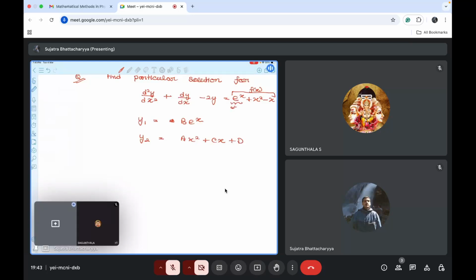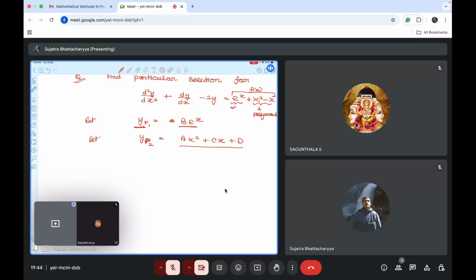This is unique. X square minus x is the polynomial function. This is another unique function compared to the exponential function. So let's take yp1, the first particular integral, and this is yp2. Let us say that b e to the power x is one of the particular integral solutions. Assume, let this be the solution. And let yp2 be ax squared plus cx plus d as the solution.